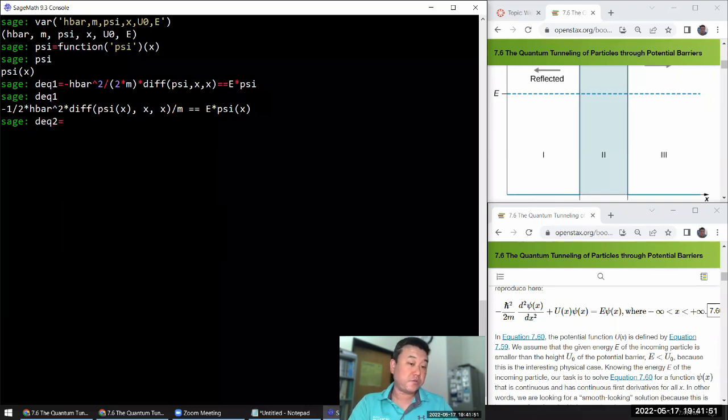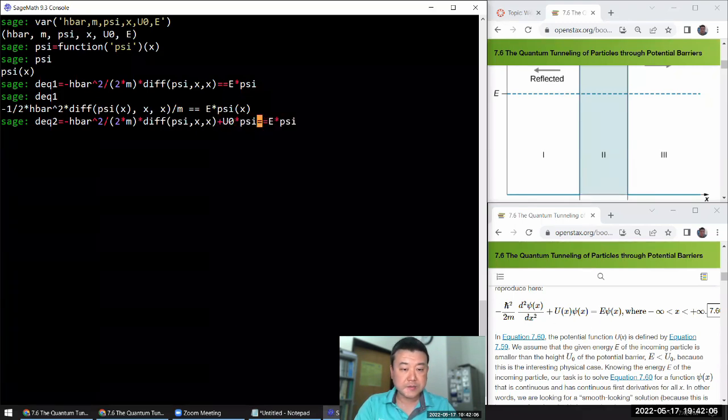The differential equation in region 2 looks very similar. So let me start out with this and then insert the parts I need to. So I have this potential energy term. It's going to be u naught times psi, and then the rest is the same. My differential equation in the third region is going to be the same as the first, because it comes back to the same potential. So I'll just remember that.